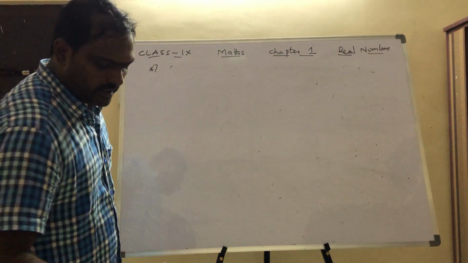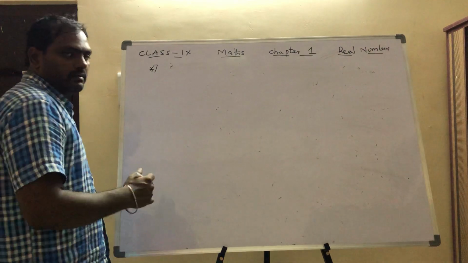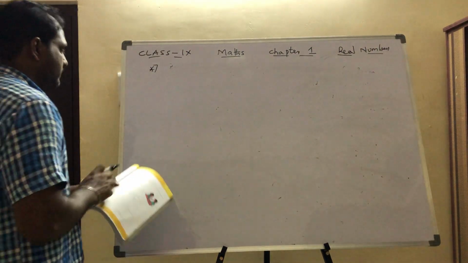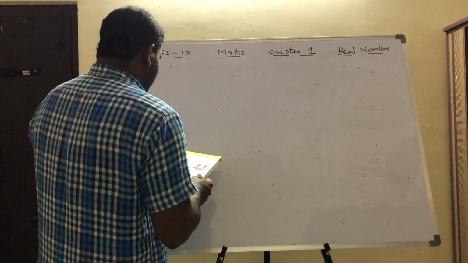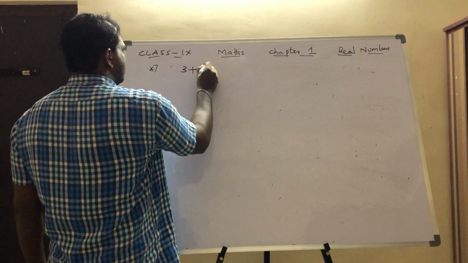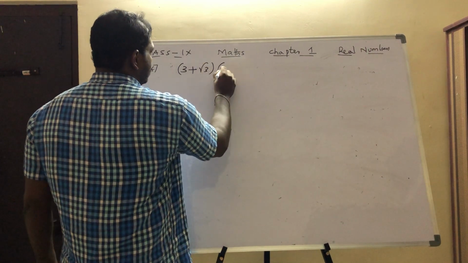Next, a very important example. I'll find example number 16. Now I'll explain all the 4 sums. Then I'll stop today's session. The first one. What is the first one? 3 plus root 3 into 2 plus root 2.